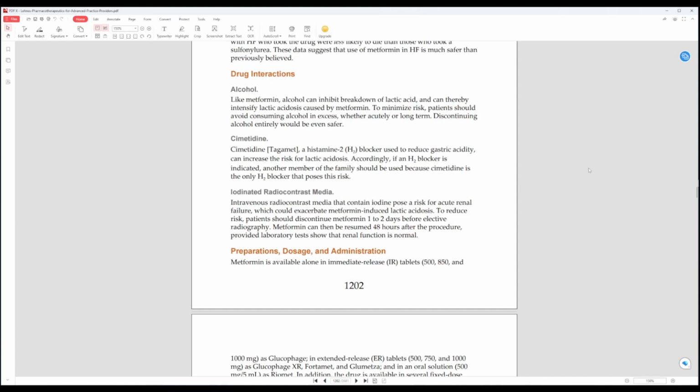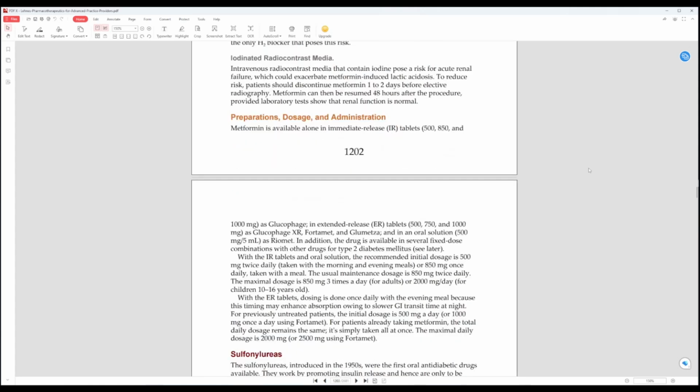Iodinated radiocontrast media. IV radiocontrast media that contains iodine poses a risk for acute renal failure, which could exacerbate metformin-induced lactic acidosis. To reduce this risk, patients should discontinue metformin 1 to 2 days prior to any kind of elective radiography. Metformin can then be resumed 48 hours after the procedure, provided lab tests show that renal function is normal.